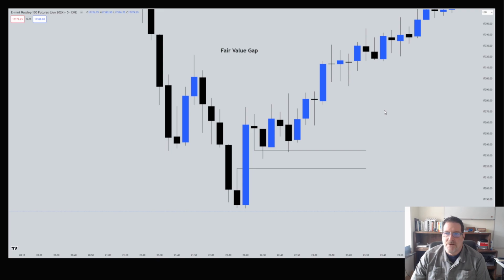We will talk about fair value gaps a lot. You will use them a lot in your trading. They're a very strong imbalance that are easy to spot and very simply can tell you a lot about where price is going and what price is doing.